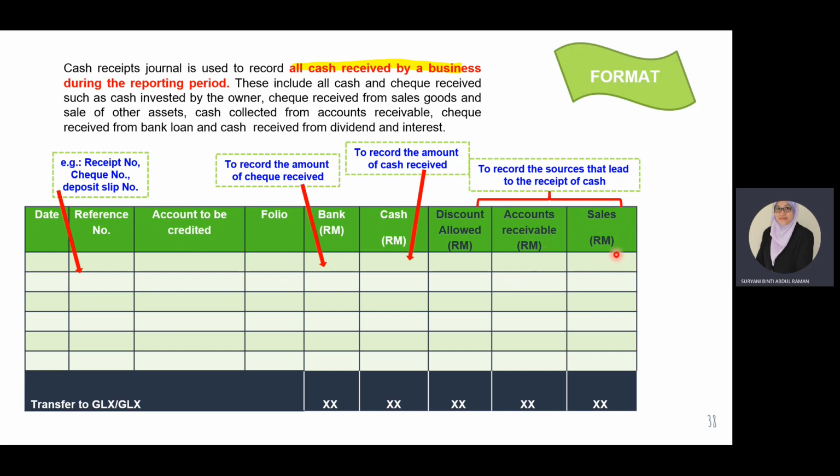And the most important here is we need to know the total of sales, because at the end, we will identify the amount of cash received from sales from the cash receipt journal, and we will transfer this amount directly to the sales account. So as you can see, at the end, we will transfer to the general ledger based on the account that we post.